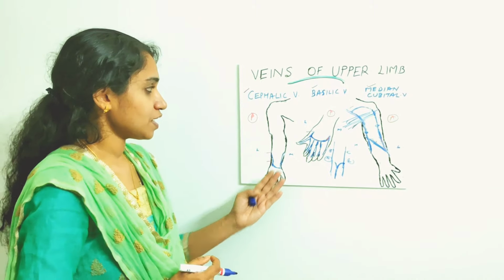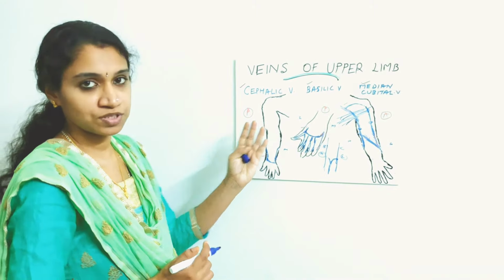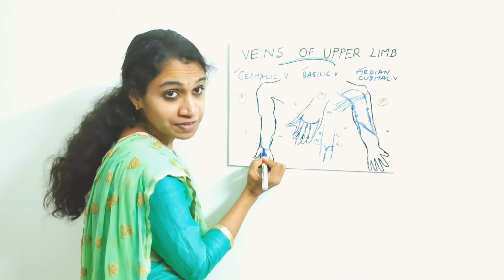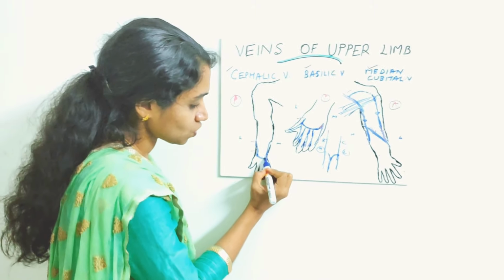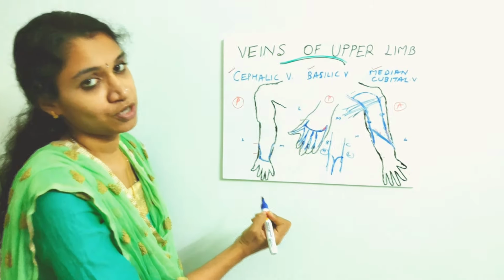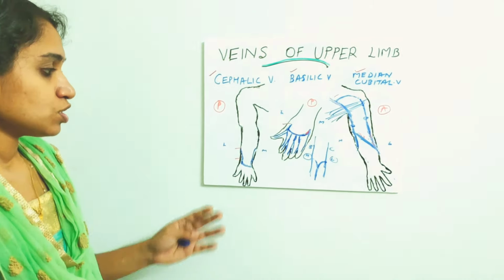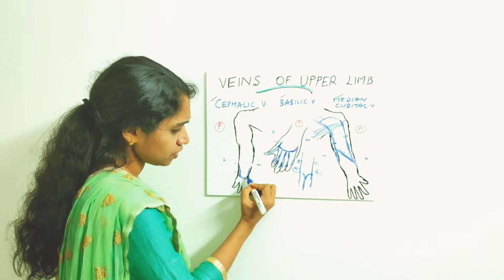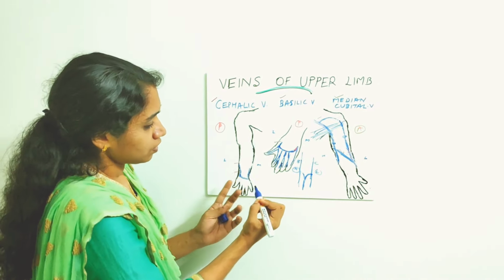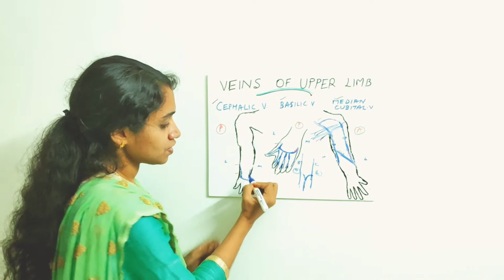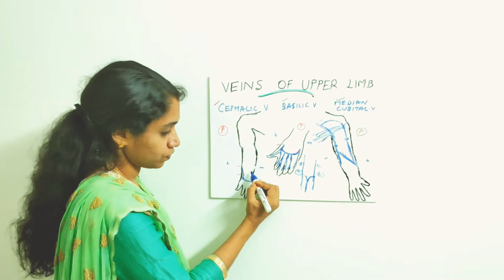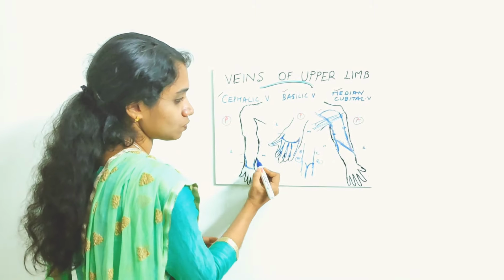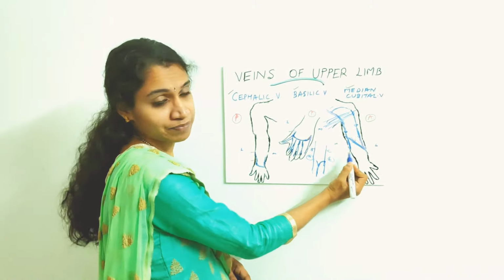Now we will see again. This is the posterior aspect. This is the anterior aspect. So we can see this is the dorsal venous network. The basilic vein is originating from the medial end of the dorsal venous network. Then slowly, it is seen along the posterior surface of the medial border of the forearm. Then slowly it is winding around this border and finally reaching anteriorly.